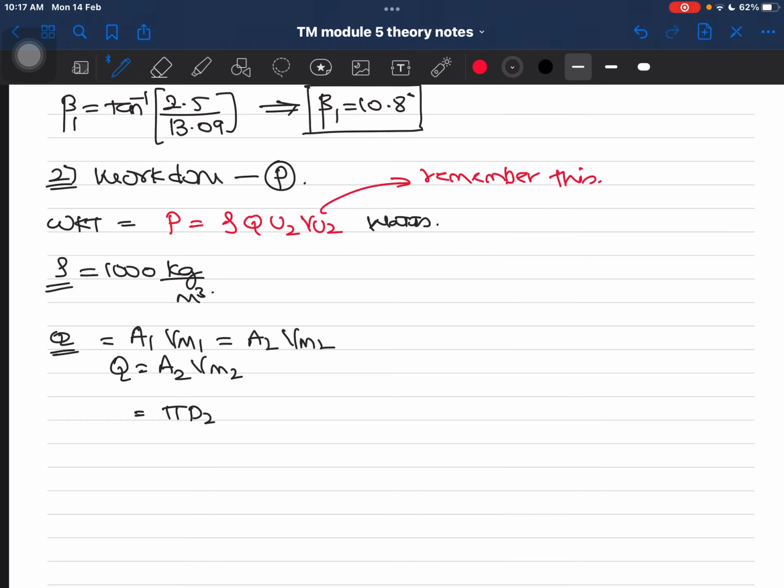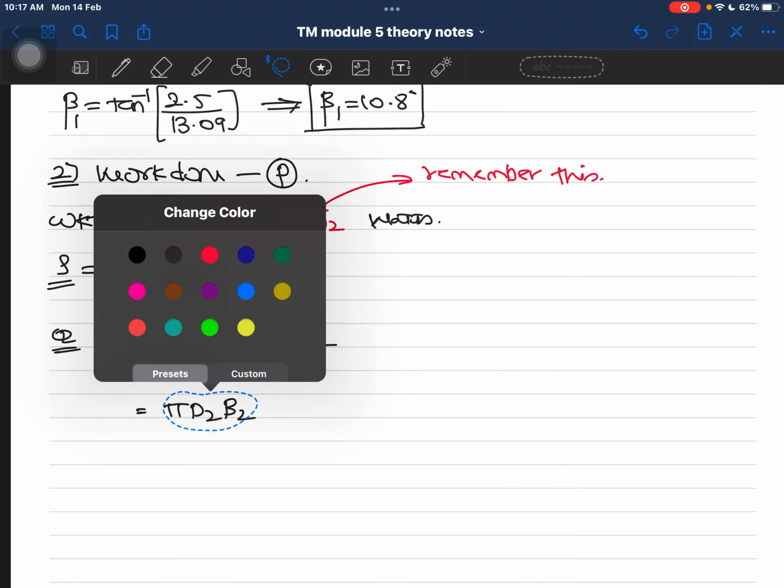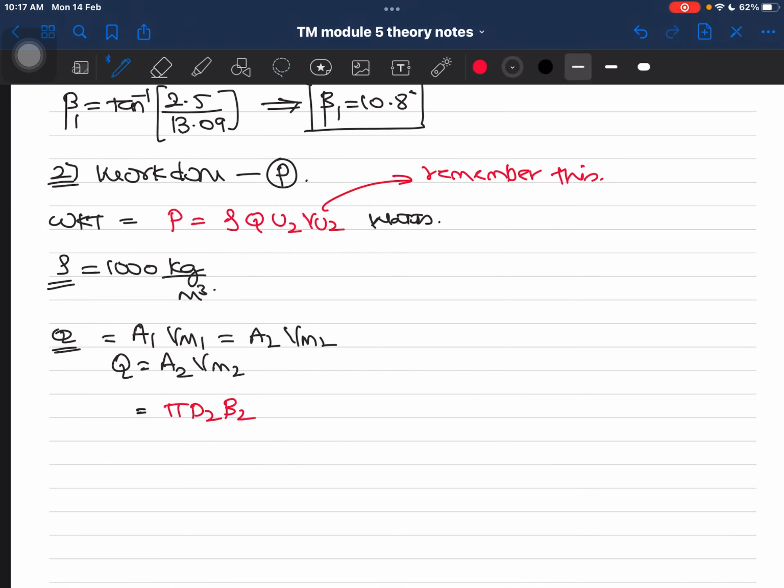So it is pi D2 B2. This you have to remember again. Pi D2 B2, this whole into VM2. The values of VM2, B2 and D2 are given, so kindly substitute all the values.